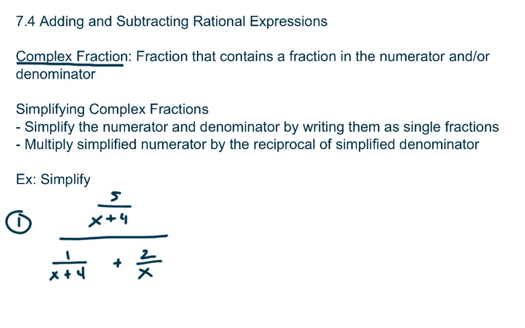Simplify. Number 1, 5 over x plus 4 over 1 over x plus 4 plus 2 over x. So we need to simplify the numerator and the denominator by writing them as single fractions. Well, the numerator, I would say this is already simplified. There's nothing we can do with the numerator because it already is written as a single fraction. Now, the denominator is a different story.